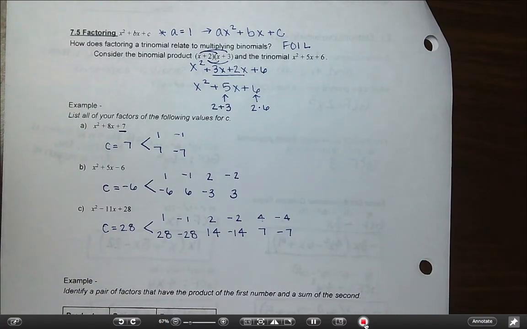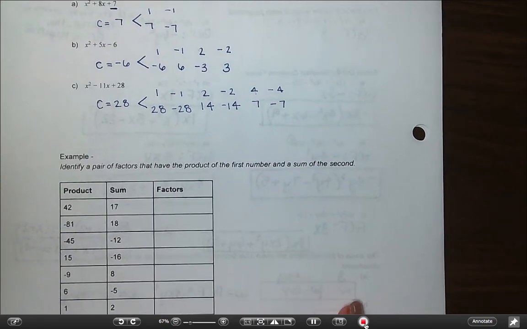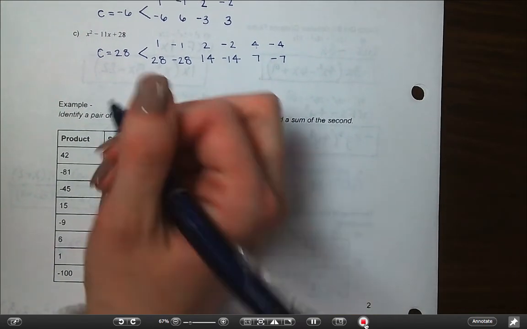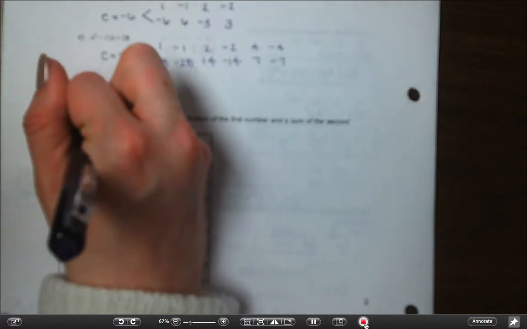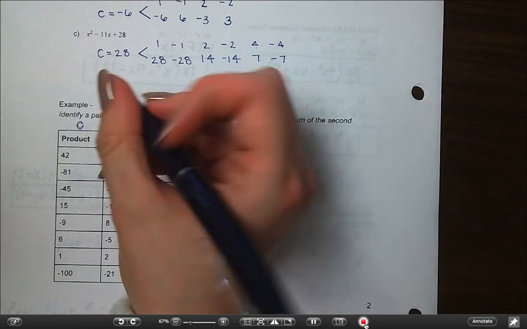Okay, so our next step is we're going to take this idea of finding our factors of c and then finding the sum that adds up to be that middle number. So here, identify a pair of factors that have the product of the first number and a sum of the second number. So our product is like our c, and eventually we're going to be looking at our sum, which is our b.